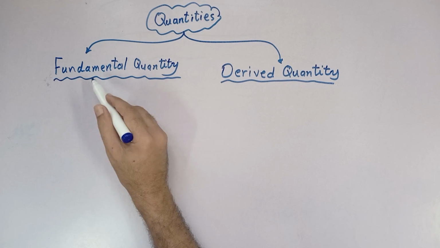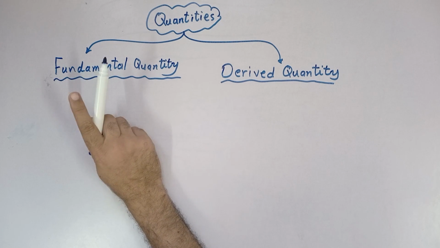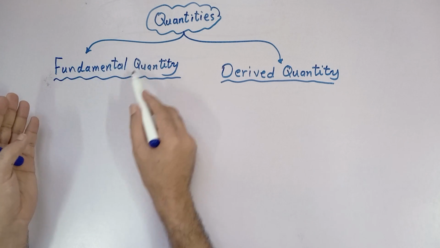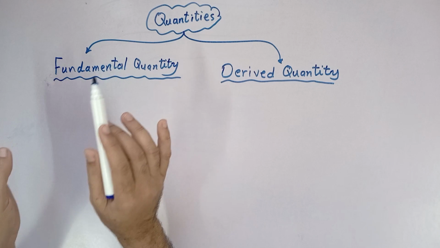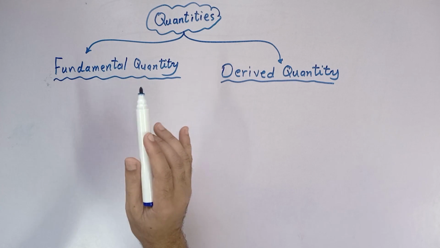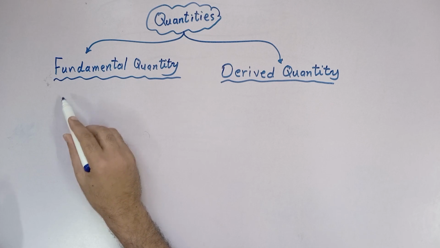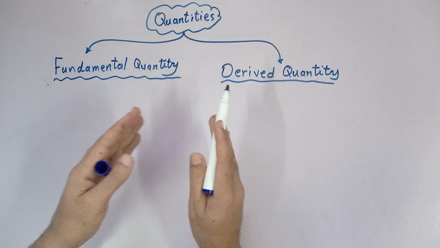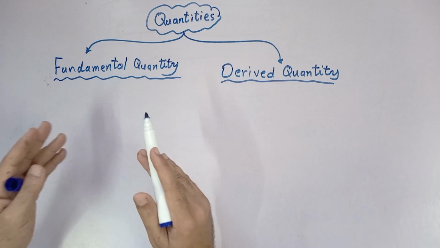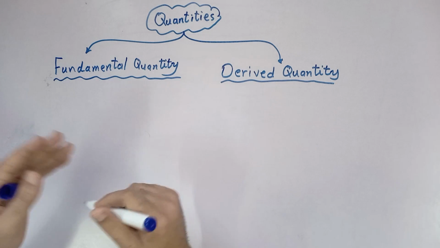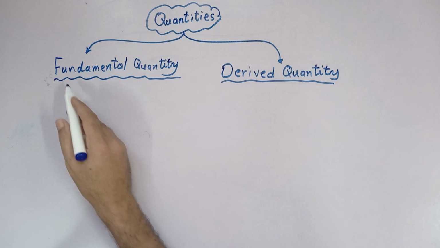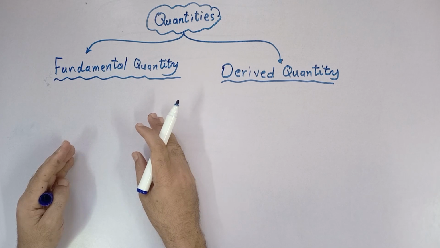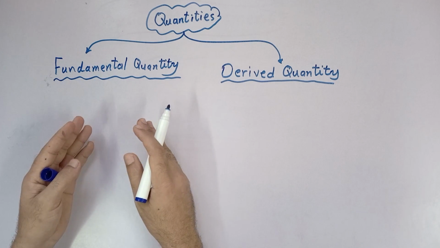Fundamental quantity is the physical quantity that cannot be defined in terms of other physical quantities. Fundamental means basics or base, like mass. Mass is a fundamental. You cannot define mass in terms of length or in terms of time or velocity or any other physical quantities. So fundamental physical quantity is the physical quantity that we recognize first.